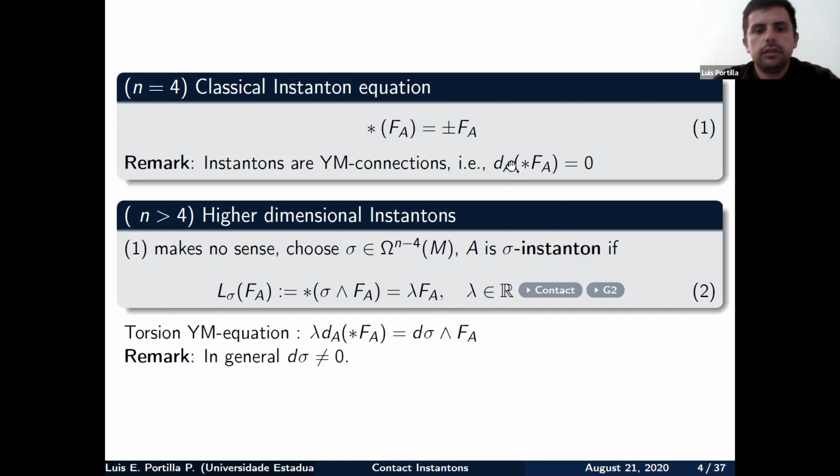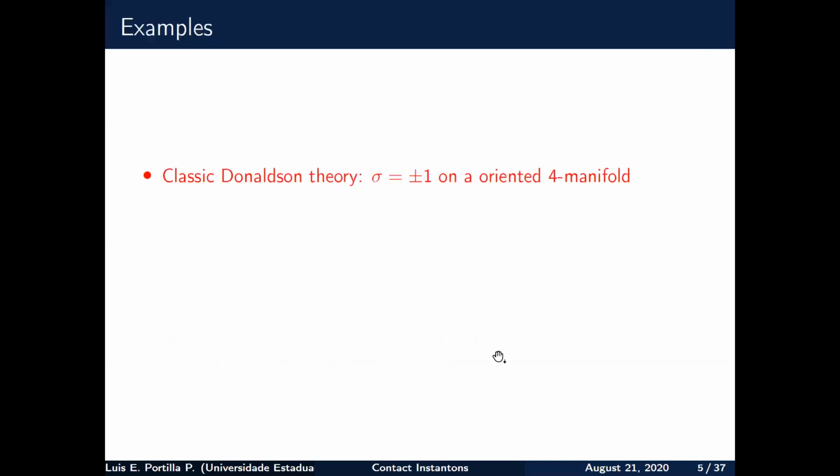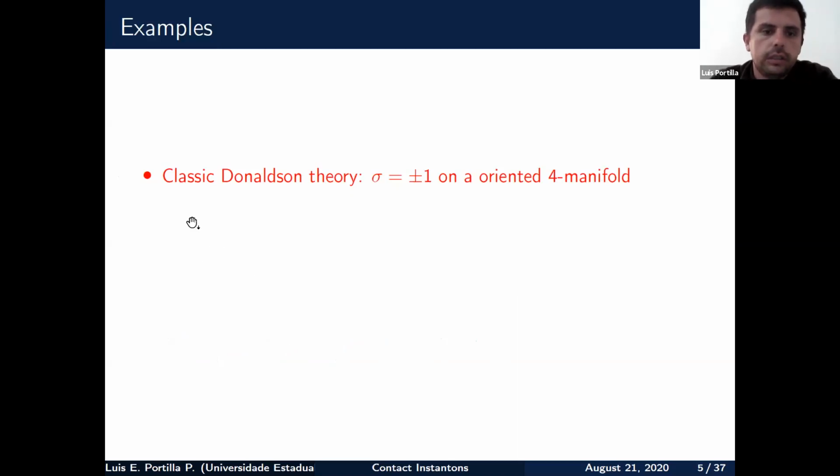I am interested in particular in contact manifolds. But in general, solutions of this equation have torsion. That is, solutions of equation 2 are not in general Yang-Mills connections. Examples of this are, for example, in the classical sense, sigma equal 1 or minus 1.